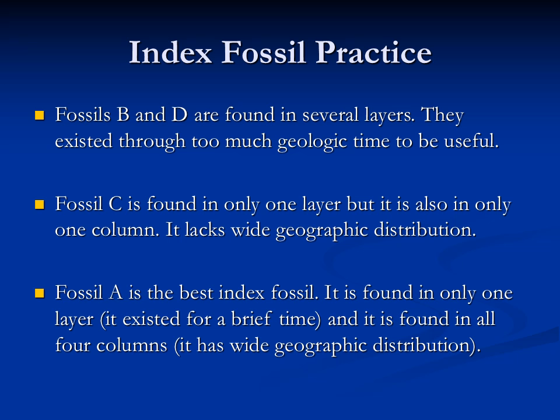Okay, and again, here is that information for you in print. Fossils B and D are found in several layers, but they existed through too much of geologic time to be useful, meaning they didn't live for a short period of time, they lived for a long period of time. Fossil C is found in only one layer, but it's also only in one column, so it's not found in many locations. So A is the best because it's found in only one layer, so it existed for a brief amount of time, and it's found in all 4 columns, which means it is in a lot of different places.